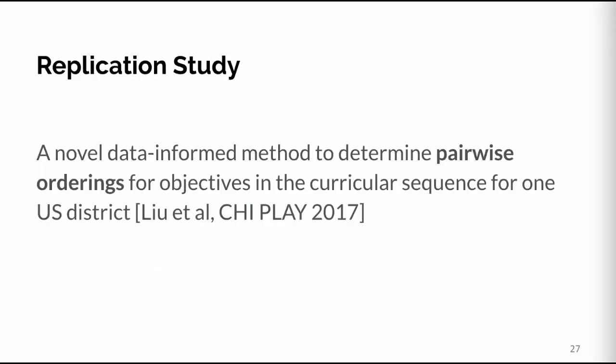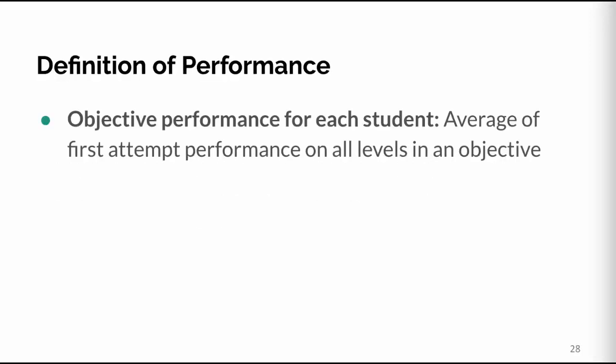In the second step, we replicated the 2017 study by Liu et al. that introduced a novel data-informed method to determine pairwise orderings for objectives in the curricular sequence. Liu et al. performed this study on 1 district. This work implements this study on 5 US districts and also validates this study by Liu et al. using students' retrial behavior. But first, let's define some more important concepts.